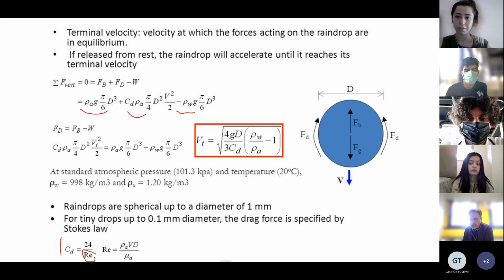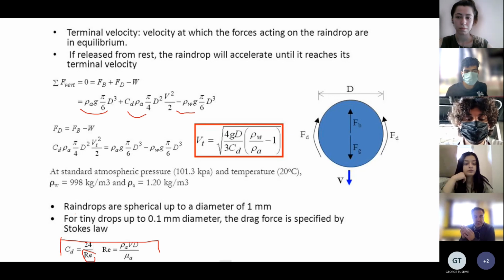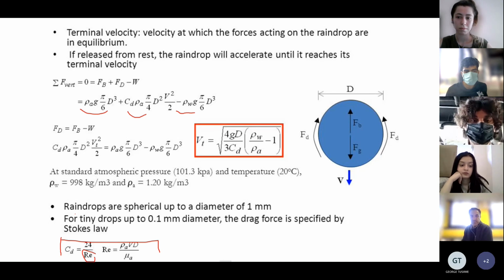This course is not about the details of these values or this formula. I just want to highlight that when a drop comes down, there is a drag force resisting motion downward, there is a gravity force, there is a buoyancy force, and when the droplet reaches its terminal velocity, we will have a balance between these three forces.